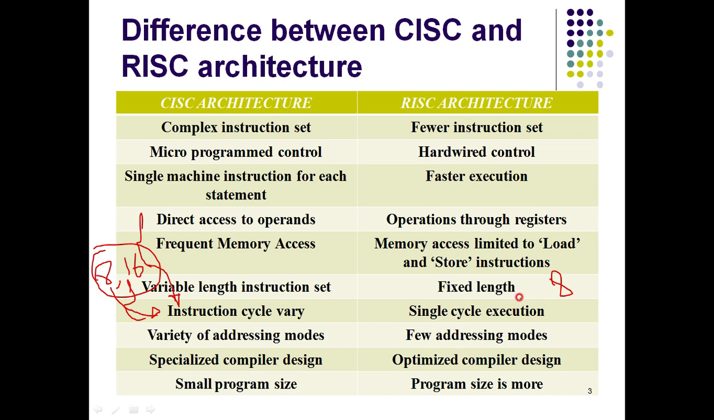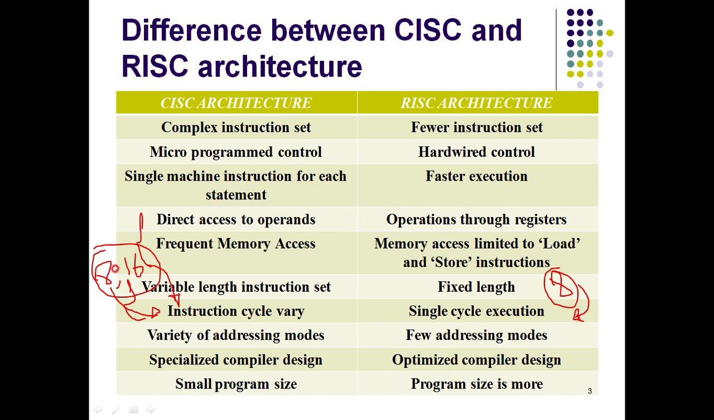But what would happen here now? Since the length of the instruction itself is fixed, that means you will be having a single cycle execution. That is, if I will be having all the instruction sets of 8 bits, so every time my cycle will be of only 8 bits. That is, the amount of time would be only of 8 bits.